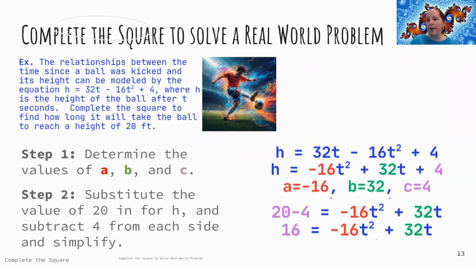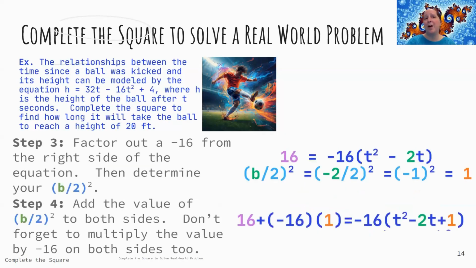I also rewrote my equation to make my life a little bit easier. I moved the t squared to the front of that equation. I can move them into any order that I want. It doesn't affect the outcome. Okay. I then substitute the value of 20 for h, because I want a height of 20 feet, and I subtract 4 from the right side of my equation. So 20 minus 4 equals 16. So I have 16 equals negative 16t squared plus 32t.